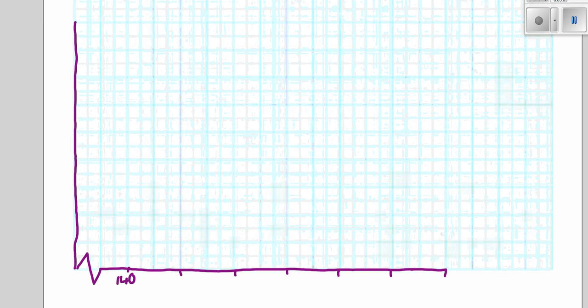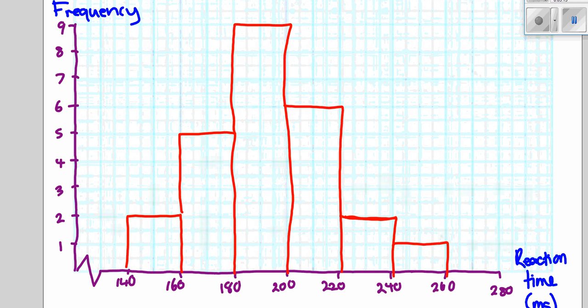I think I'm going to do a before and after, so I'm going to pause it. Here we go. So that's our histogram. We've skipped ahead, and that's our histogram. Hopefully you've used a ruler, so you don't have any wobbles, and the data on the bottom is continuous, so there are no breaks in the bars. Great. I think you know how to do that.